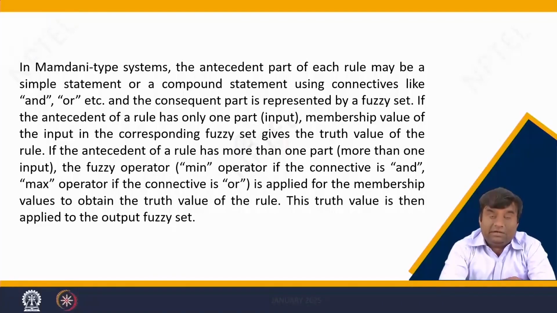If the antecedent of the rule has only one part, the membership value of the input in the corresponding fuzzy set gives the truth value of the rule. If the antecedent of a rule has more than one part, that is more than one input, the fuzzy operator, the min operator if the connective is and, and the max operator if the connective is or, is applied to the membership values to obtain the truth value of the rule. This truth value is then applied to the output fuzzy set.